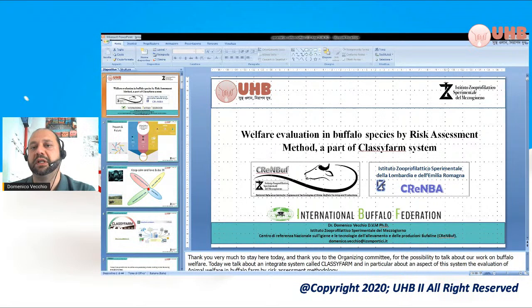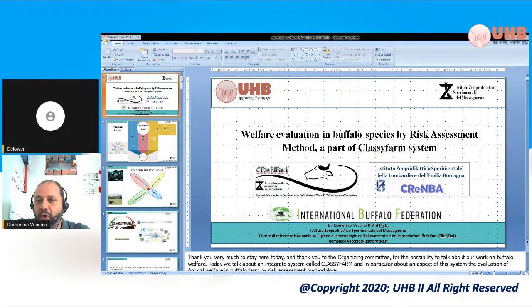This is a scheme of the Italian condition. In our country, there are about 409,000 heads of this breed, 74% in the Campania region. There are 2,212 farms, 86% of these are dairy farms. Another important aspect is the size of the farm. Only 8% have more than 500 heads, while 51% breed from 100 to 500 heads. So the dimension of the farms is not very high.